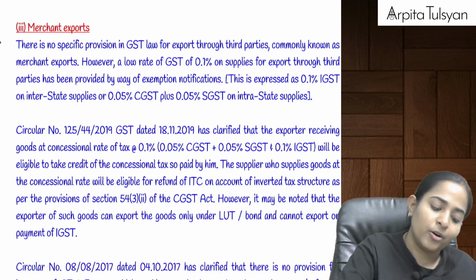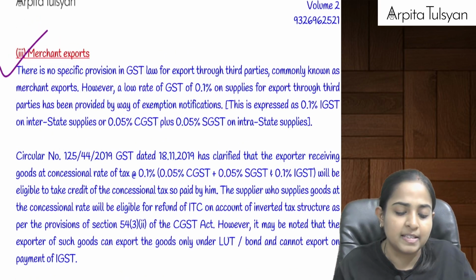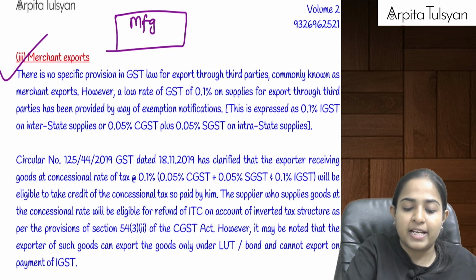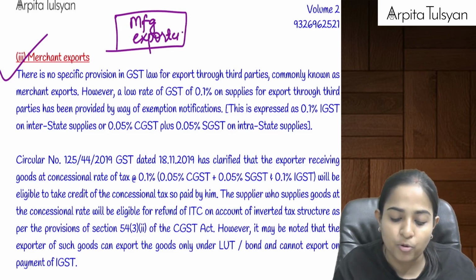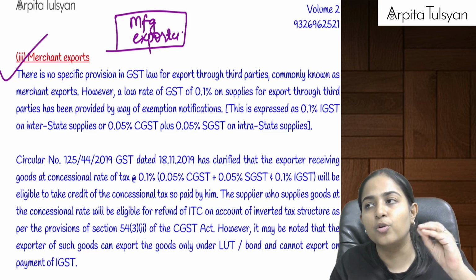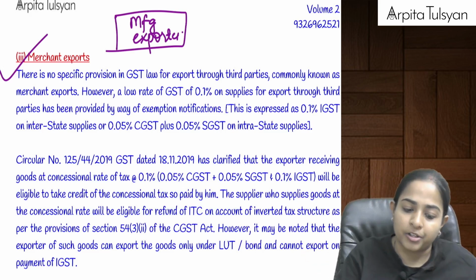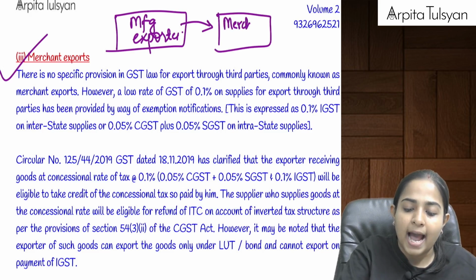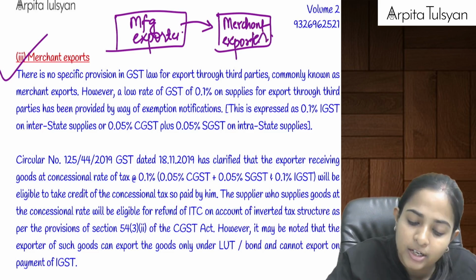Okay, then going on to the next and last type of exports, that is merchant exports, which is very, very simple. Now let's say I am a manufacturer exporter. Manufacturer exporter means I just manufacture goods for some other person who is going to export it further. And then there is a person called a merchant exporter, whose work is only to do export.